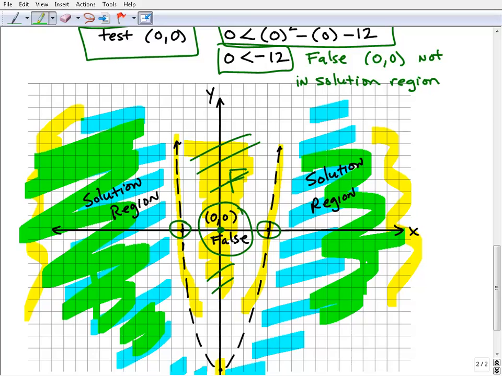Okay, that's a lot to go over in a pretty short amount of time. So once again, a lot of things going on: graphing quadratic equations, solving them, testing certain points.